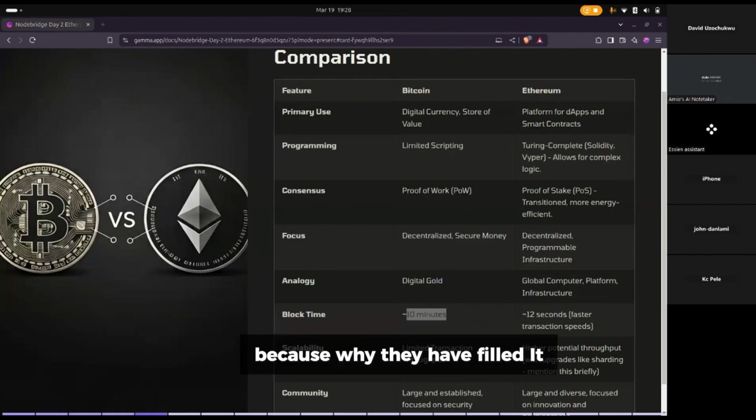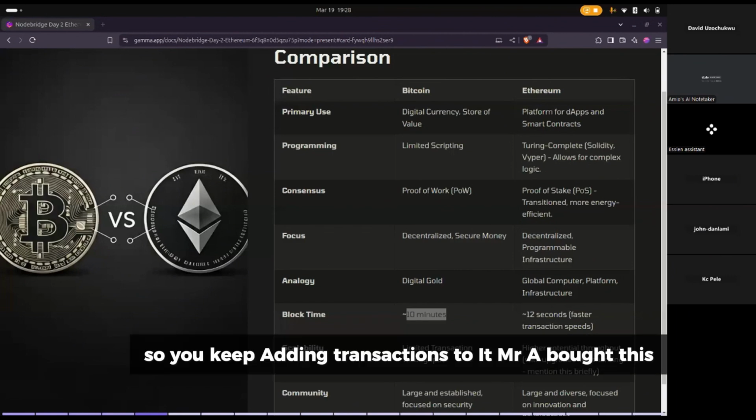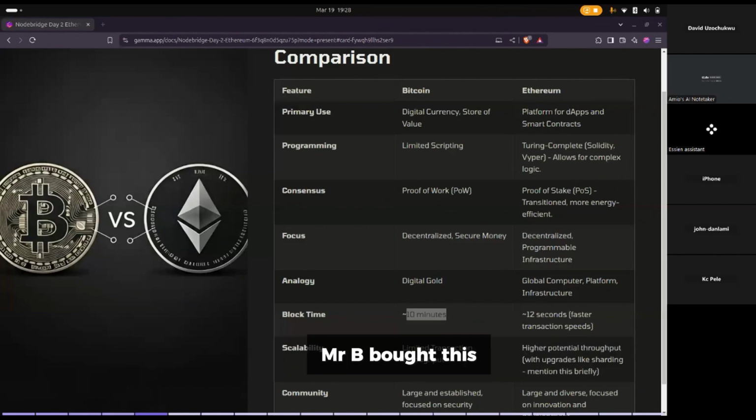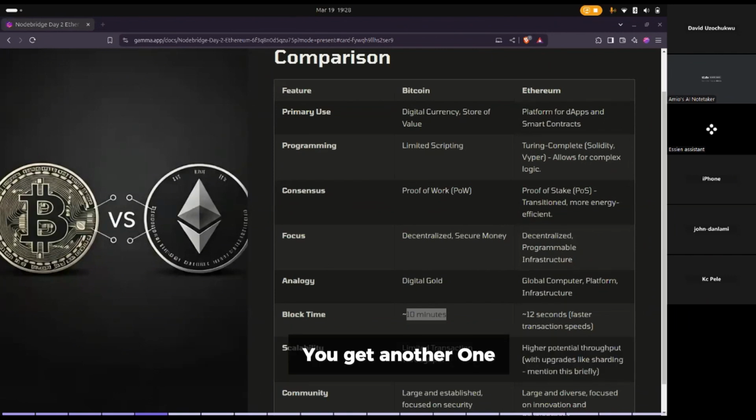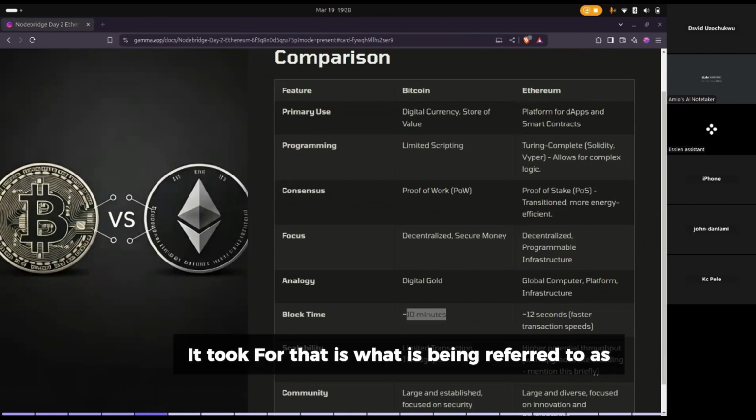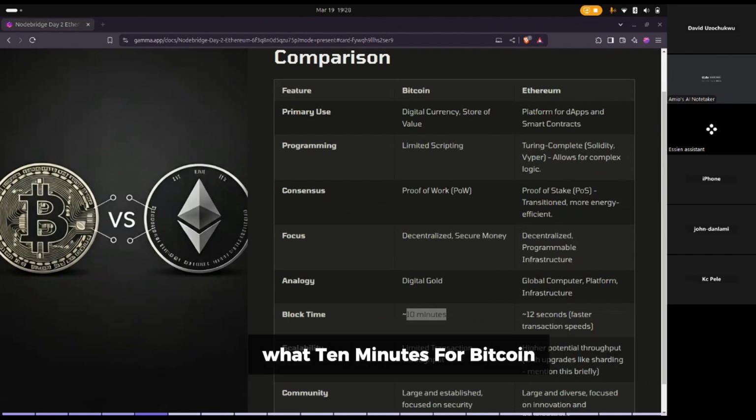Because why? They have filled it and now they have gotten another block, but they haven't filled it. So you keep adding transactions to it. Mr. A bought this, Mr. B bought this, Mr. C bought this. As soon as that book is filled, which is the block, you get another one. So the time it took for that is what is being referred to as what, 10 minutes for Bitcoin.